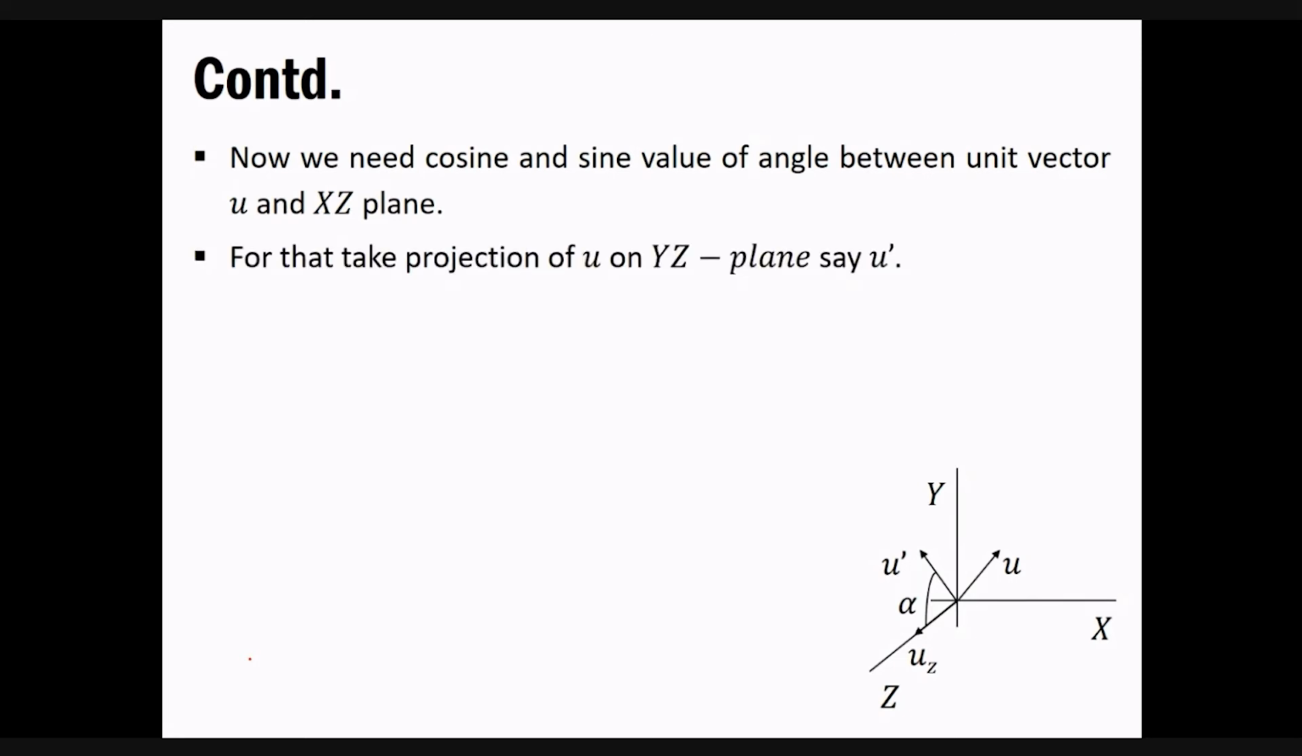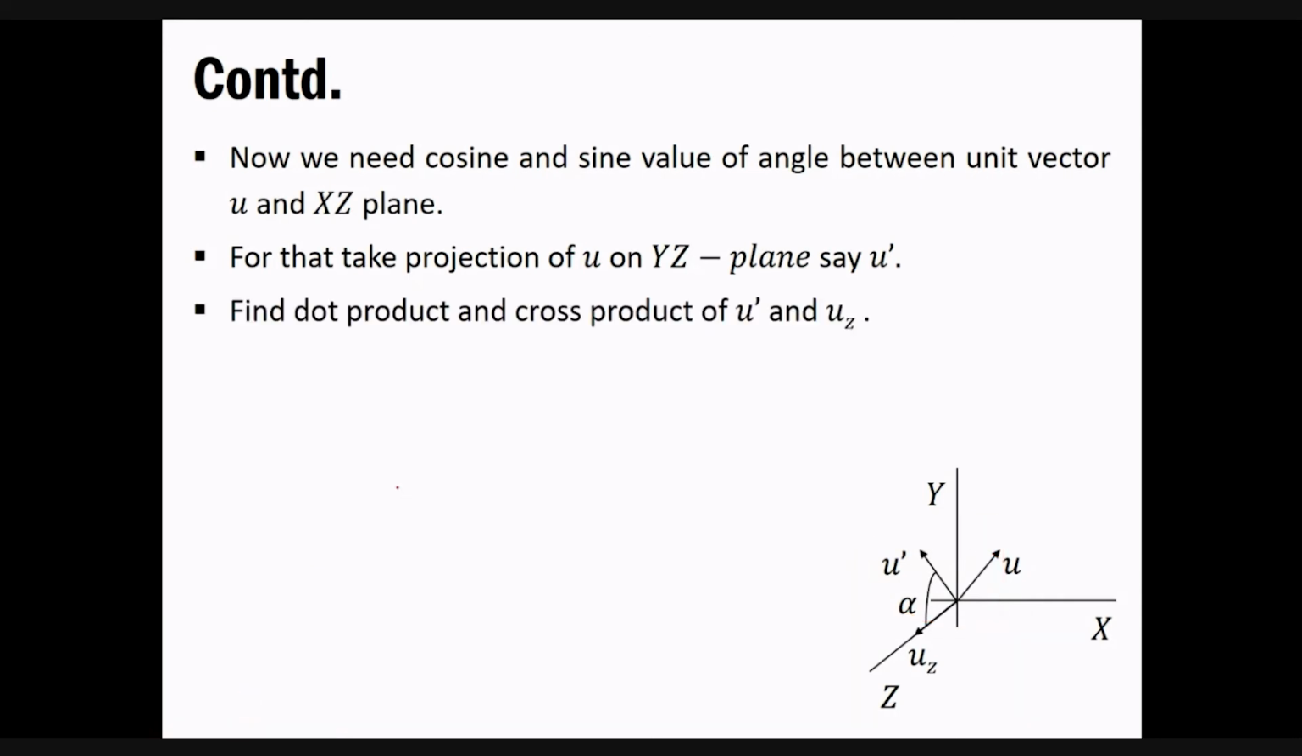Because now we want something to be projected on the yz plane, because what we want is the same thing on the yz plane. So for that, take the projection of u on the yz plane and give one notation to it, that is u dash, as you can see over here. So u has been projected on the yz plane, and that has been denoted with u dash.